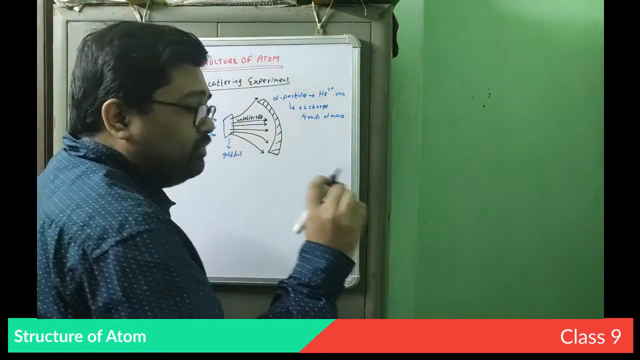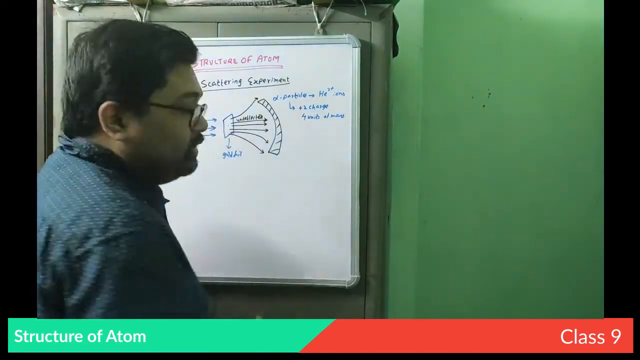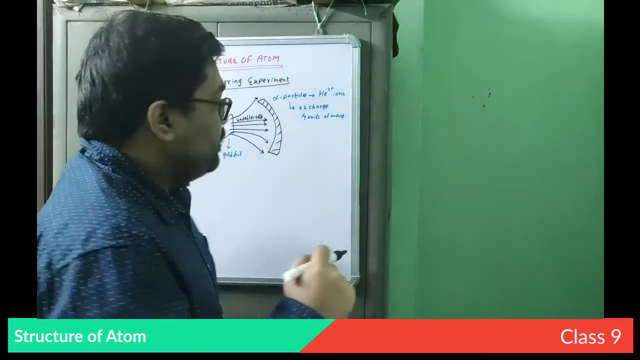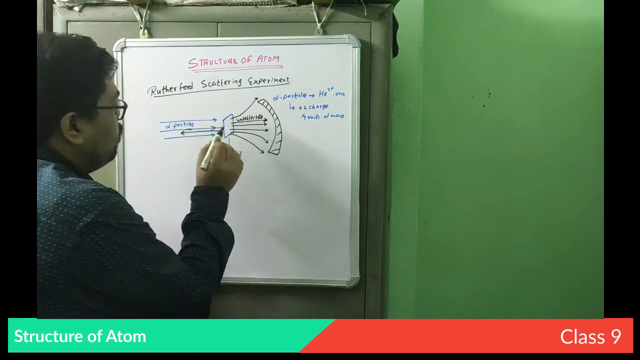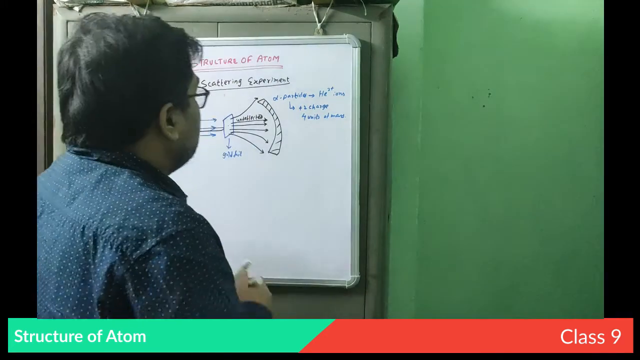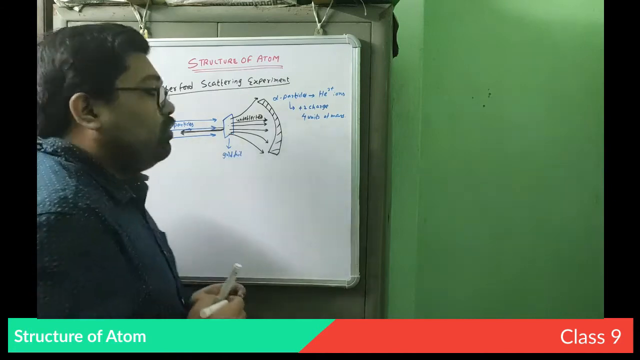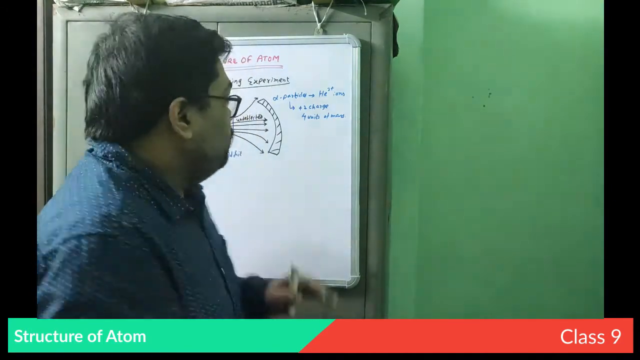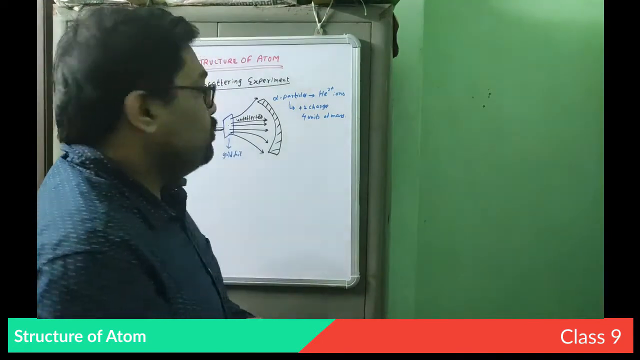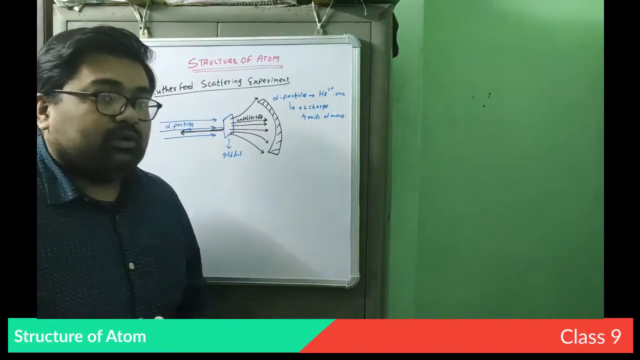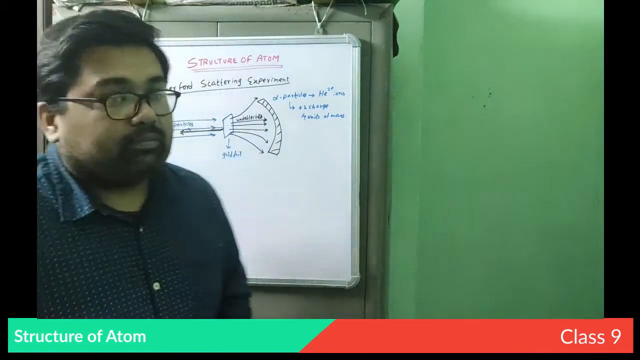Now, a very few of them, suppose 1 in 20,000, among 20,000 alpha particles, there will be only one alpha particle which will turn directly back towards its original path. That means it will not reach the screen and rather it will turn back to its original path, right? So he observed these three movements of alpha particles on hitting the gold foil. Now from this experiment he concluded three main points regarding the atom.